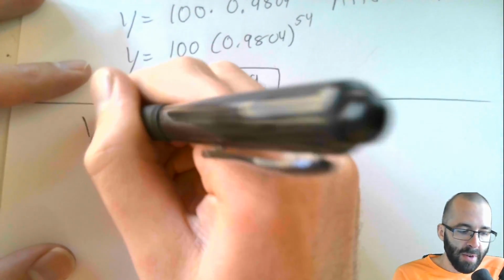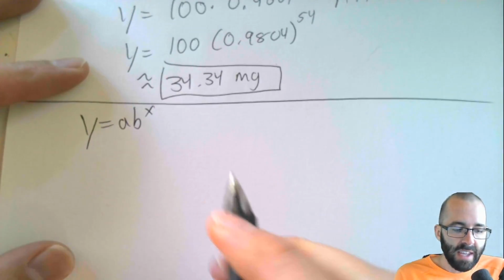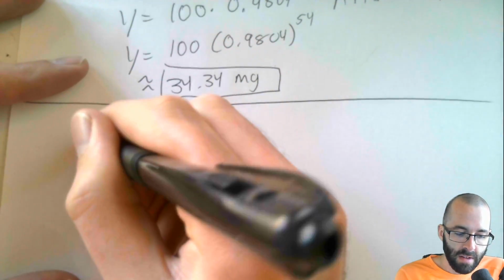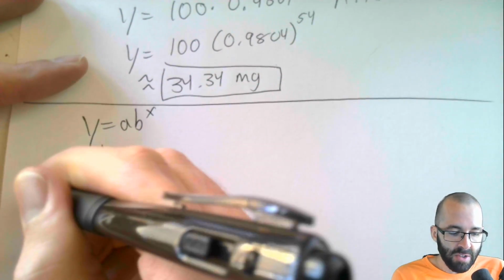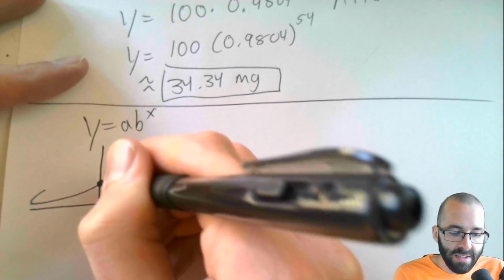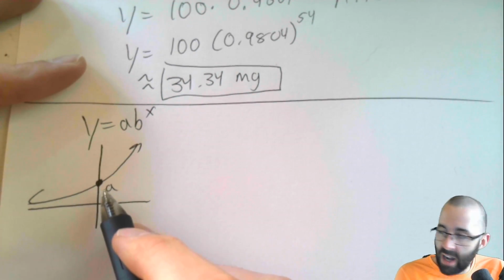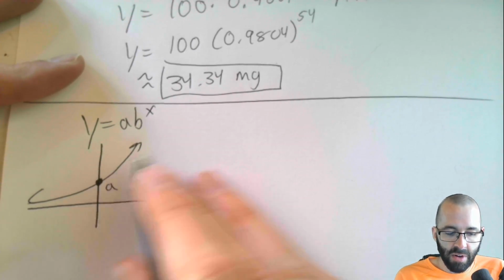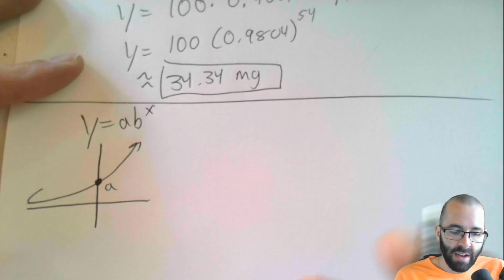But remember, if you have y equals a times b to the x, a is the initial value. b is the growth rate. So if you have an exponential function, if it's growth, it'll look like this, where this is our a value, that y-intercept, that initial value. Maybe it's doubling every time you go to the right. Maybe it's halving every time you go to the left.